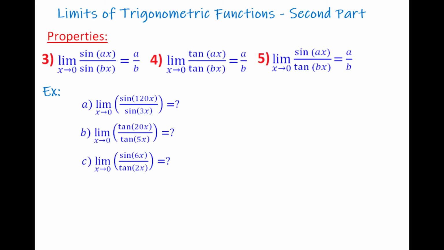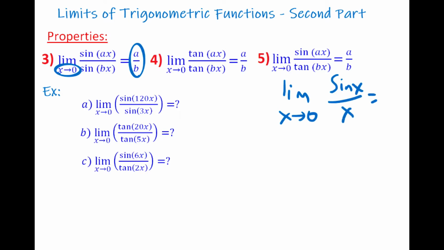Okay guys, here we already learned the first two properties about limits of trigonometric functions, and we have three more properties here. In the first one, we have when x goes to 0, sine of ax divided by sine of bx is equal to a divided by b. Actually here we are just benefiting from the formula that we already learned in the first part of the video, which was limit when x goes to 0, sine x divided by x, and that is 1.